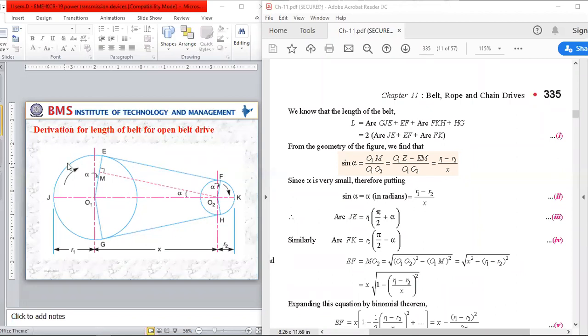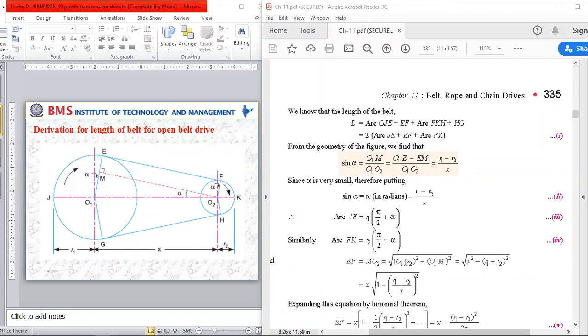We know that O2M is equal to EF, so EF is equal to MO2. We know the O1O2 value, which is X, and we also know O1M. So we can use the Pythagoras theorem and get O2M.